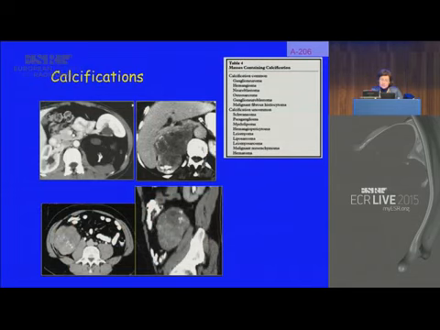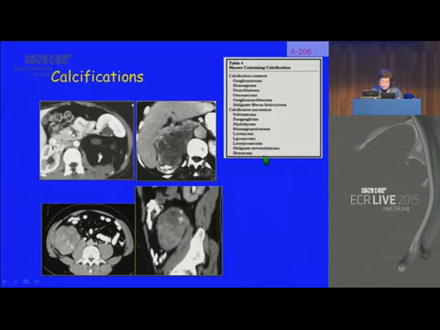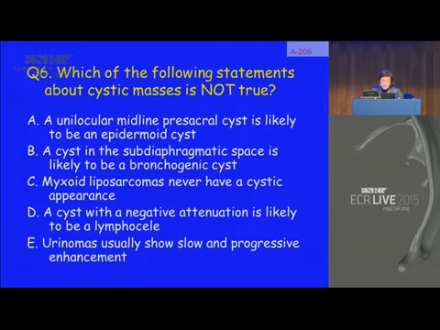Calcifications are really non-specific. They can be seen in a variety of tumors. They can be seen in teratomas, as in the tumor on the left, or also in malignant histiocytomas and in metastases, in adrenal metastases from osteosarcomas, as in this example.